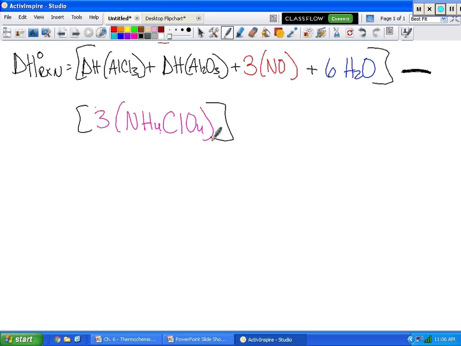Now, this is the part where I am going to need your help. So we've got delta H of the reaction. What was the value of AlCl3? Negative 704. Any decimals? Nope. Okay. What about Al2O3?